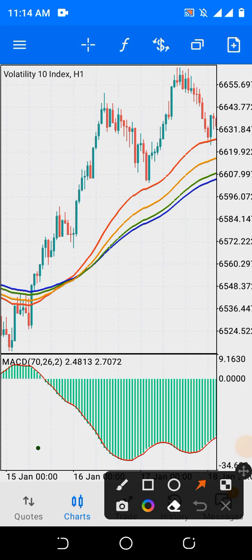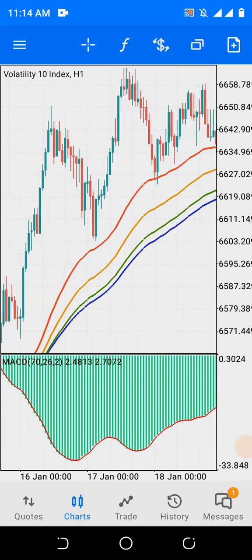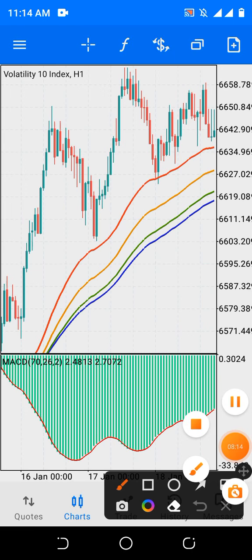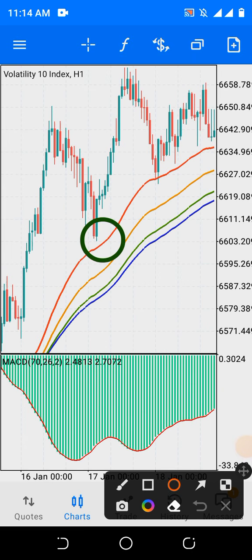Do you understand? All right, so from the side of MACD, this is the correction, from the side of MACD, from up downward. Do you understand? And this is where the price is above the moving averages. Do you understand? So here are your possible entries where the price retraces back to the moving average. Here is your first possible entry where the price retraces back to the moving average. Here is another possible entry.